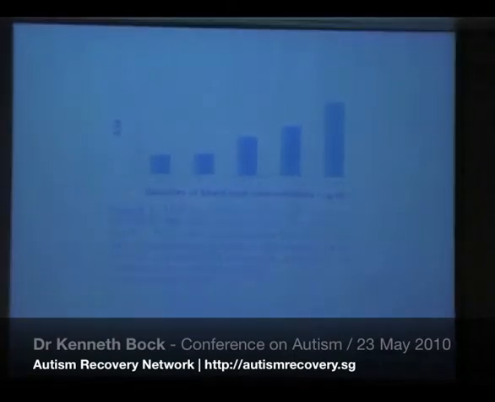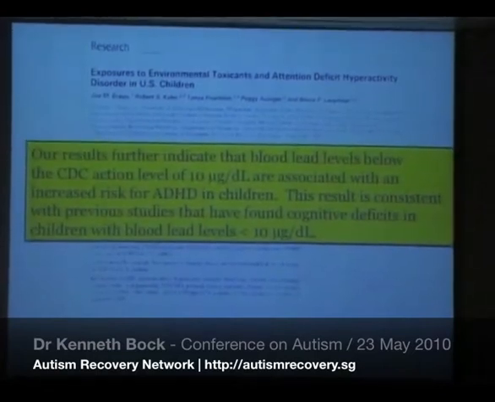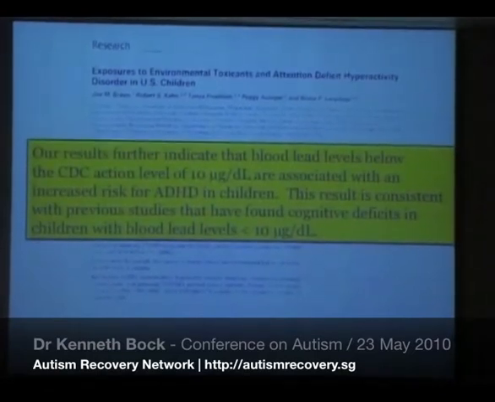This is an article that shows, look at these levels, these are less than 2. There's an increasing amount of ADHD as you increase, way less than 2. So what if this is way less than 10? I couldn't show you all the different papers, obviously, but their conclusion was that blood levels below the CDC action level of 10 micrograms per deciliter, and this needs to be changed, are associated with an increased risk for ADHD. This result is consistent with previous studies in very good journals, the New England Journal of Medicine, 2003, that found cognitive deficits in children with blood levels less than 10.